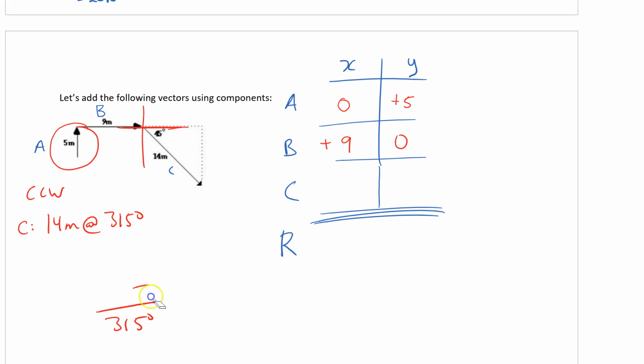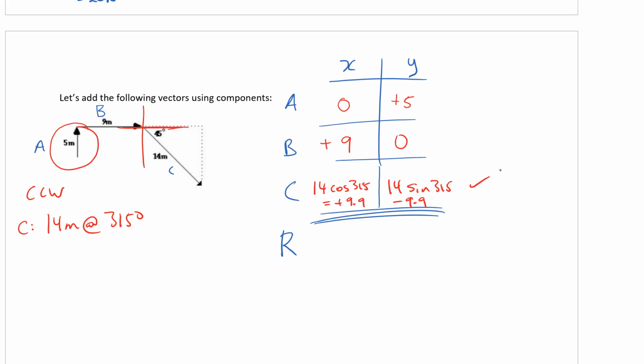Okay, so my values here, this one would be 14 times the cos of 315, and this one would be 14 times the sine of 315. By the way, when I put those in my calculator, in the x direction this is going to be plus 9.9, and this one is going to be minus 9.9. You can try that out on your calculator and see how it works.